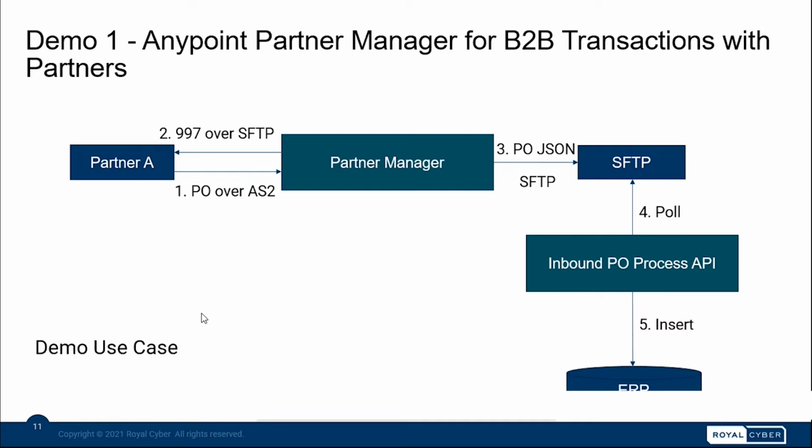In step 1, the partner agrees to send you a purchase order over an AS2 channel, and you will reply back instantly with a message disposition notification, that is MDN, and then a functional acknowledgement 997 message using SFTP protocol in step 2. You use Partner Manager to transform the received EDI message to an equivalent JSON message and place it over an SFTP location in step 3. Then you have a MuleSoft inbound process API, which can retrieve the document from SFTP, transform, and insert the retrieved information into ERP in step 5. So let's see how this is achieved using Partner Manager.